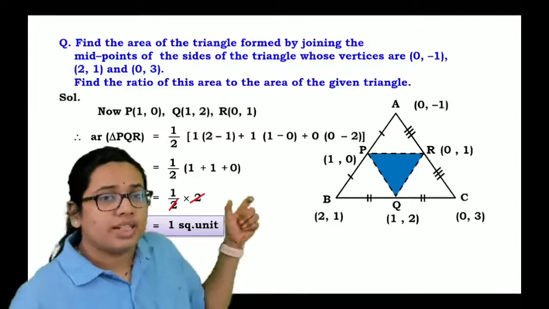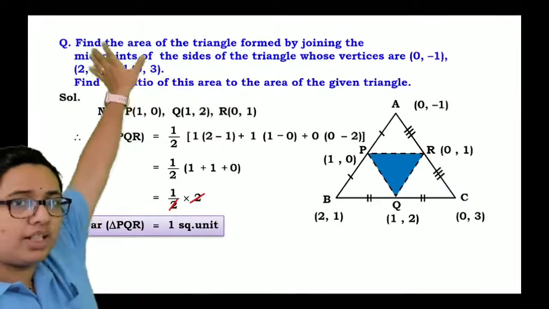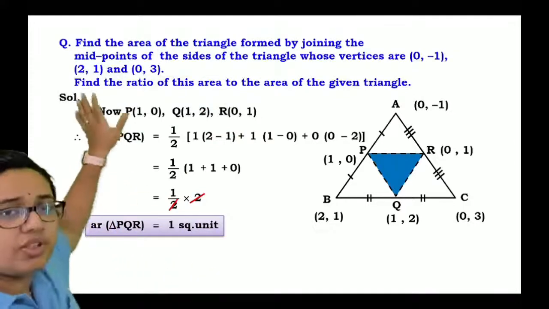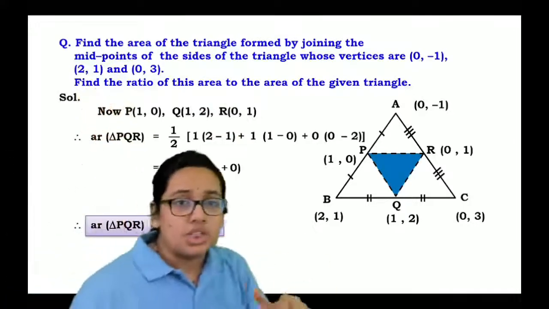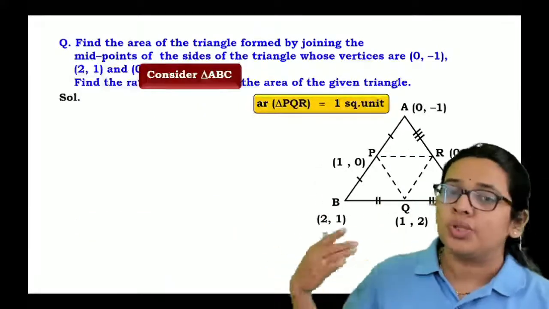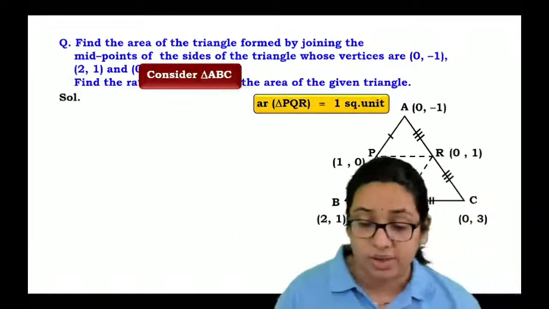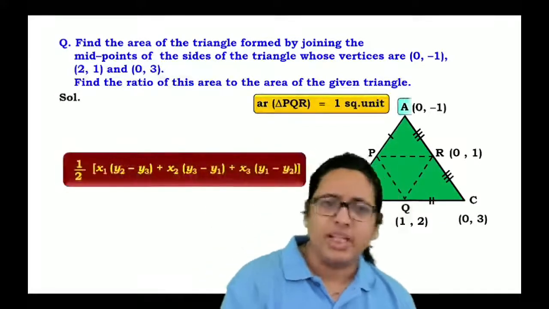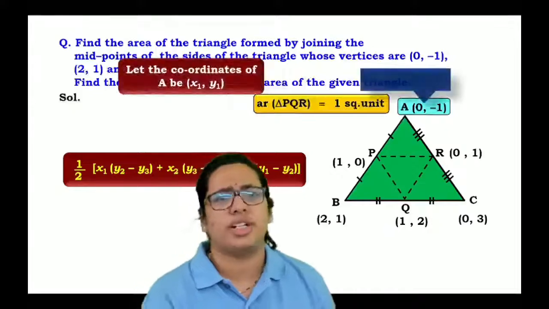Now, what is the second case? First part आपको ये prove करना है. Find the area of the triangle. Then for the second one, what you have to find out? The ratio of the area to the area of the given triangle, which is nothing but आपको find out करना है area of triangle ABC divided by area of the triangle PQR.